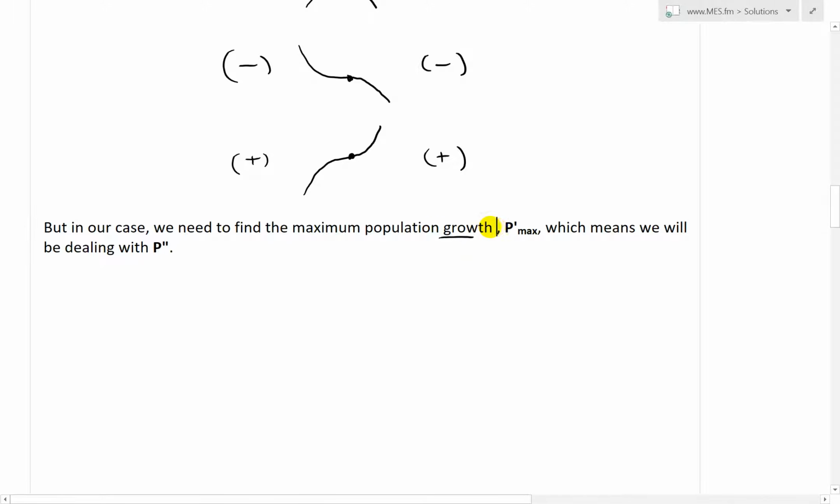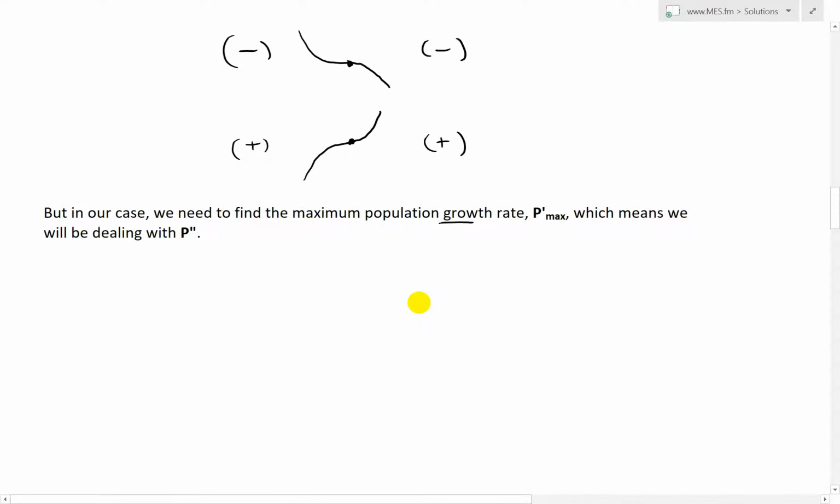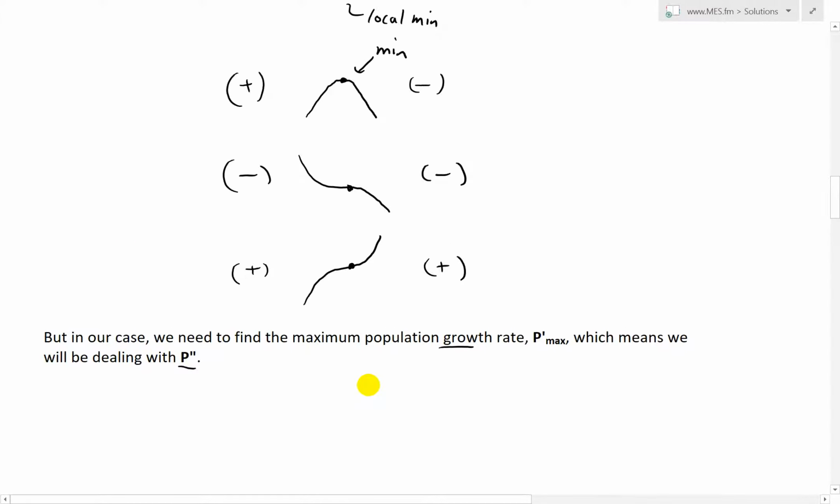I'll just write that better. So maximum population growth rate, we'll call this, I'll just ignore this, or add to the dictionary. So what we're looking for is the maximum of the derivative, which means we will be dealing with the second derivative instead of the first, but it's still the first derivative test.